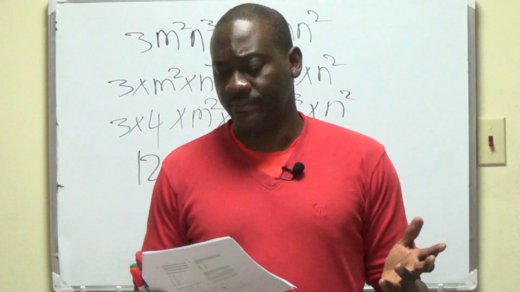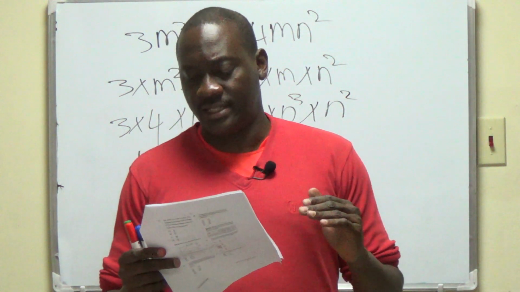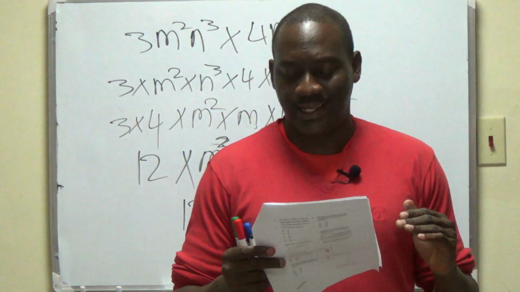So that's basically it. Answer for this question, answer B, 12m cubed n to the power of 5.